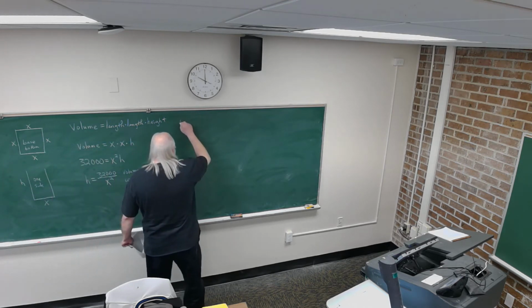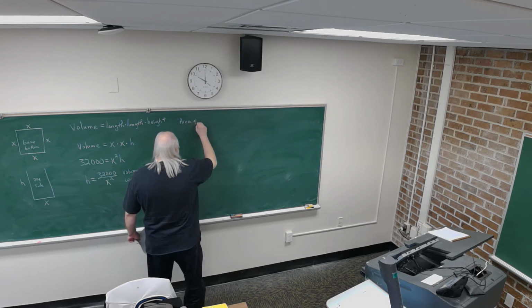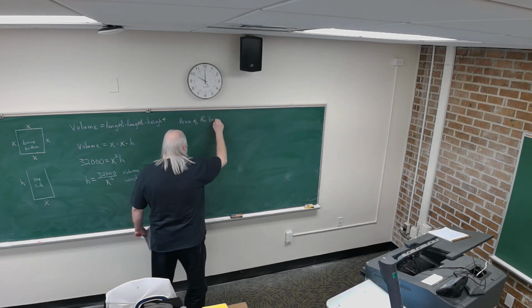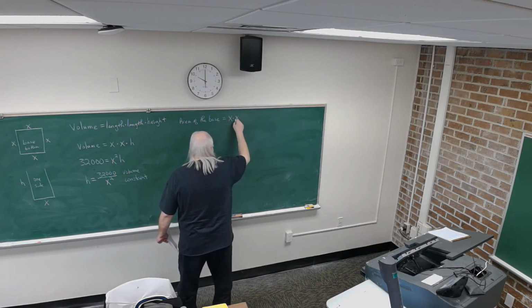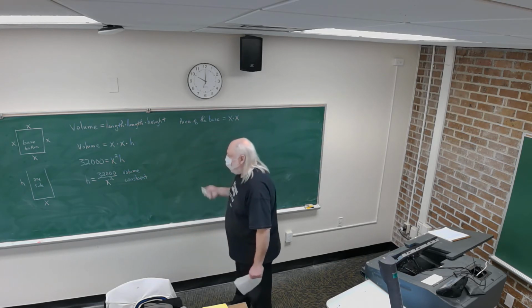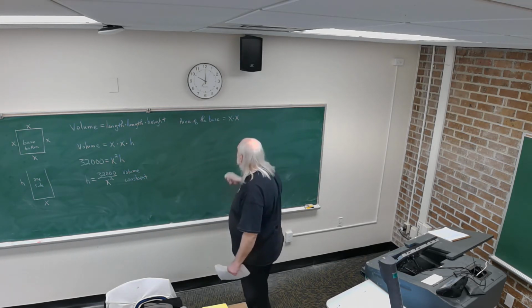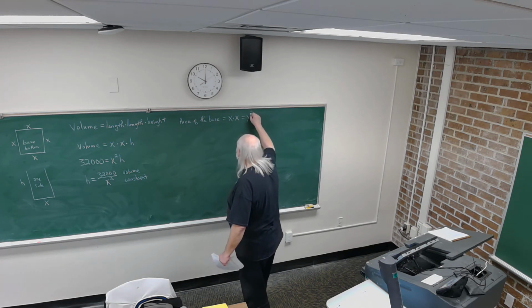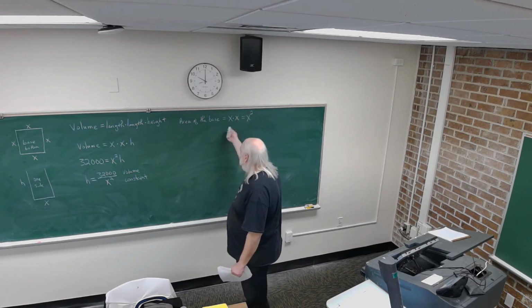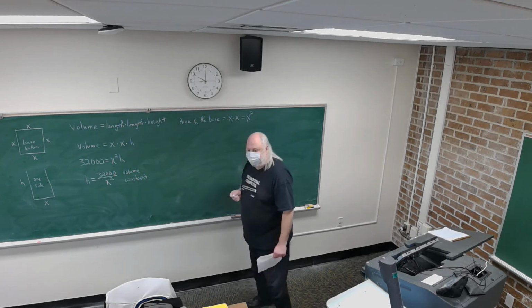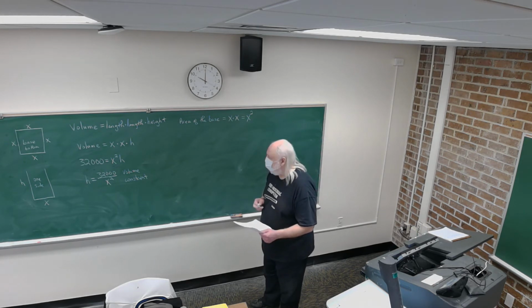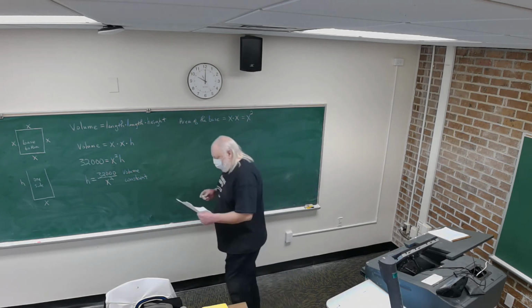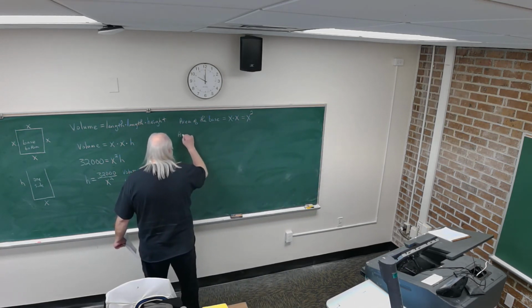Well, the area of the base is width times length, which is just because it's square, length times length, which is equal to x squared. Okay. So that's the amount of wood required to build the base of the box, right? x squared centimeters squared. The area of one side of the box, there are four sides.